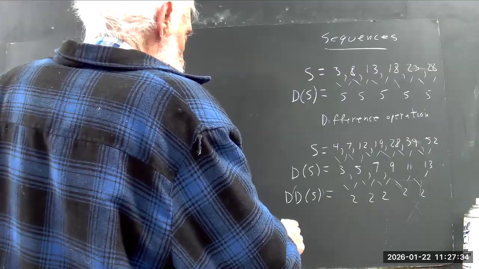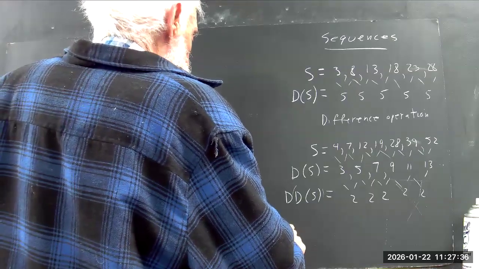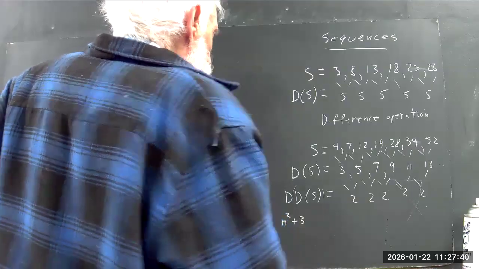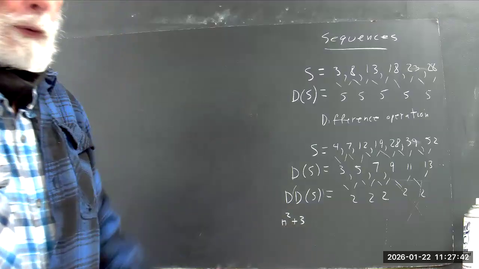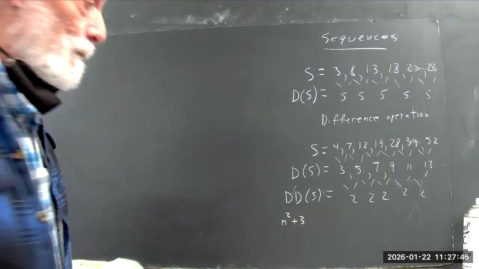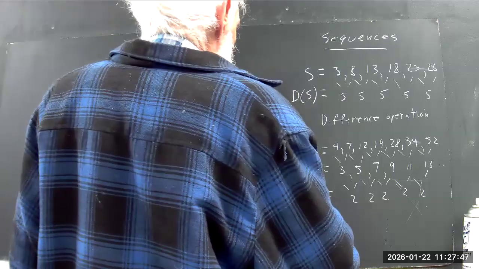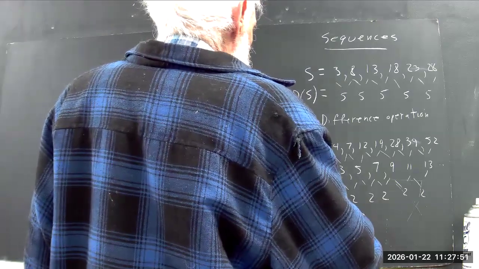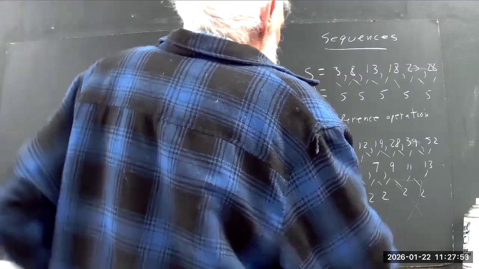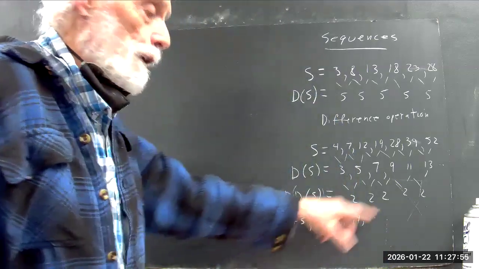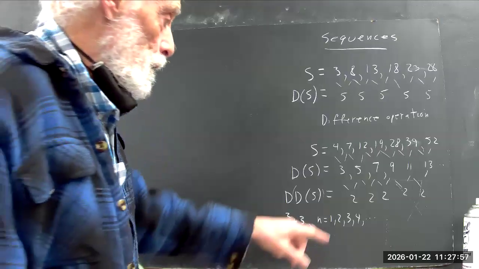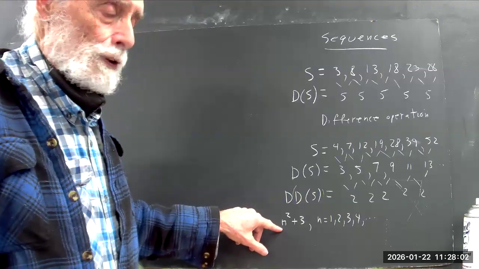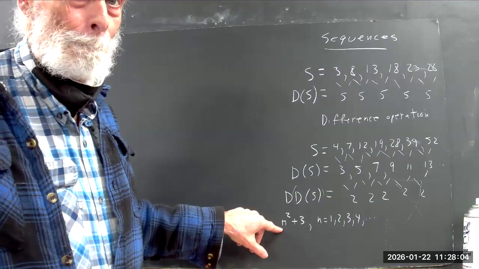The formula is n squared plus 3. Now there's a more formal way to write that, but n equals 1, 2, 3, 4, and so forth. In other words, n stands for just your counting numbers. So if n is 1, 1 squared plus 3 is 1 plus 3, which is 4, right?